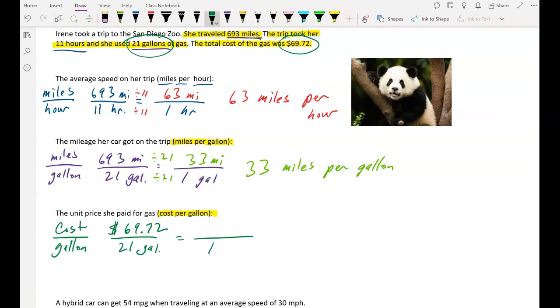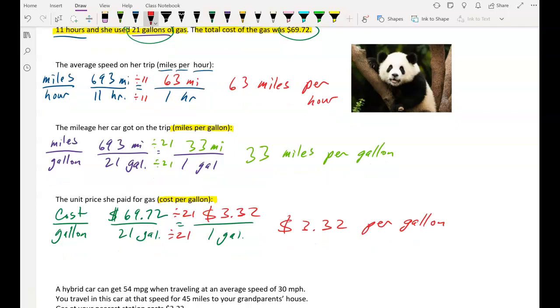So, how do we turn that into 1 gallon to find out how much she spent for 1 gallon of gas? Well, to get from 21 to 1, we have to divide by 21. So we do the same thing up above. 69.72 divided by 21 is $3.32 per gallon. The price at the pump. All right.